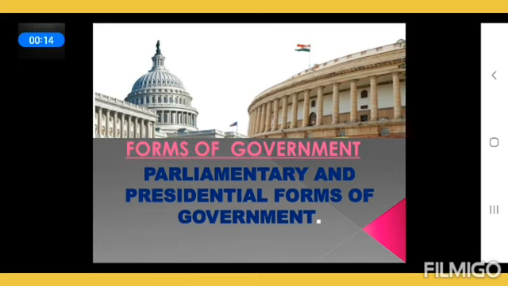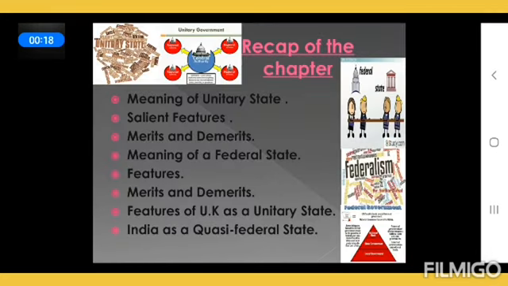Before we start this chapter, let us do a quick recap of the previous chapters which we have finished. The meaning of unitary states we have done, and the features, merits and demerits we have already finished. Next we discussed the meaning of the federal state, its features, merits and demerits, and then the features of the UK as a unitary state, and recently I uploaded the videos where I discussed India as a quasi-federal state.